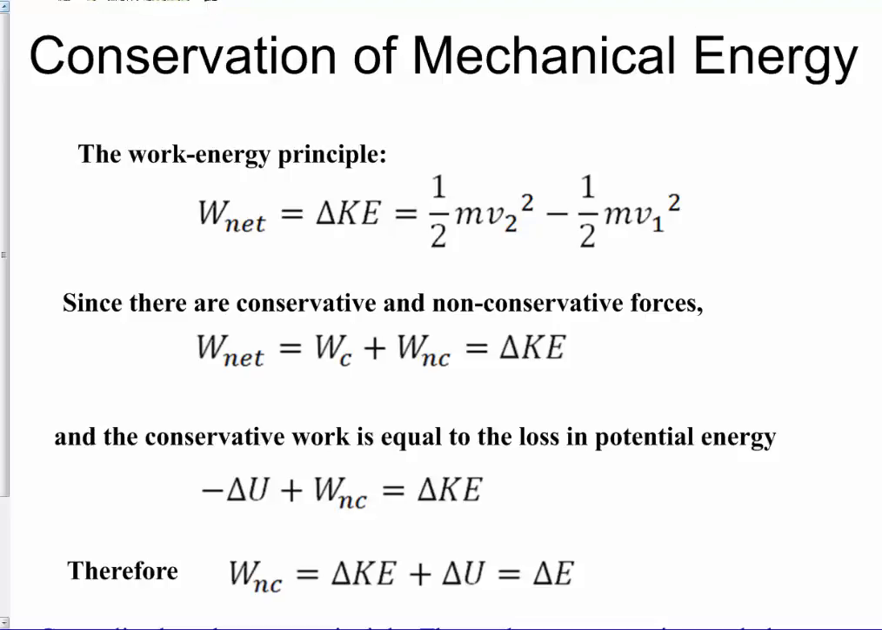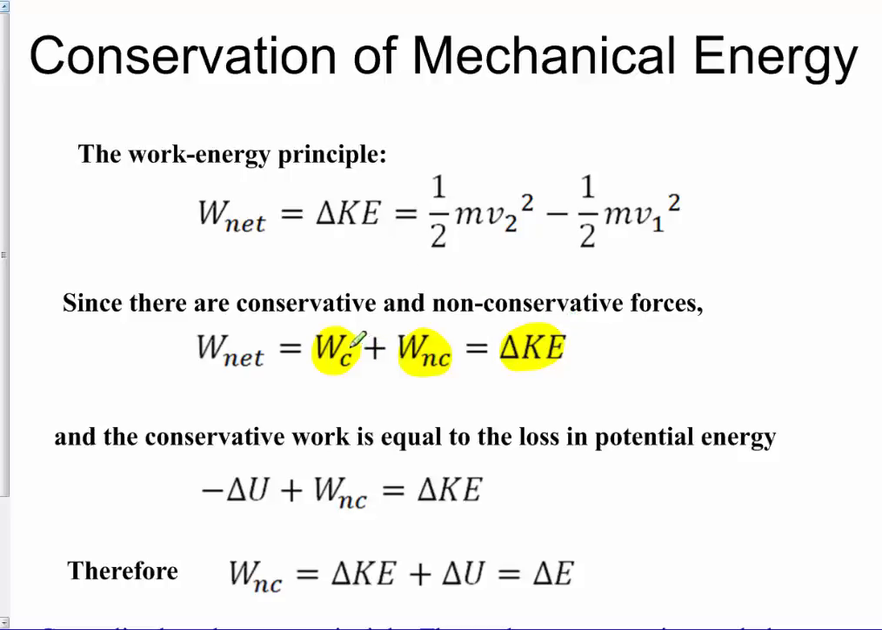In defining the equation for the conservation of mechanical energy, we look at the work energy principle, meaning that the net work is always equal to the change in kinetic energy. And we could say that it's going to be 1/2 m times v2 squared minus 1/2 m v1 squared, or what we're used to is 1/2 m vf squared minus 1/2 m v initial squared. Since there's conservative and non-conservative forces, then we can say that the net work is going to be the work done by the conservative plus the non-conservative, which is going to equal the change in kinetic energy.